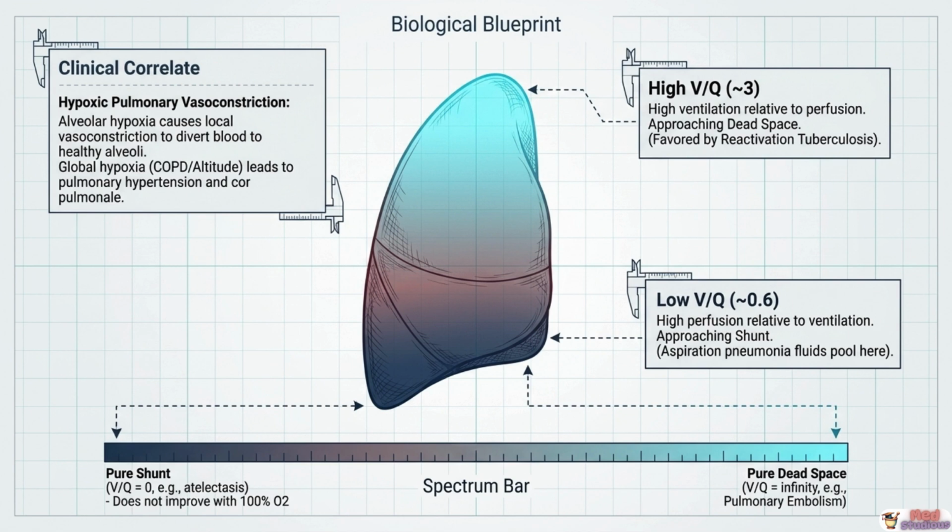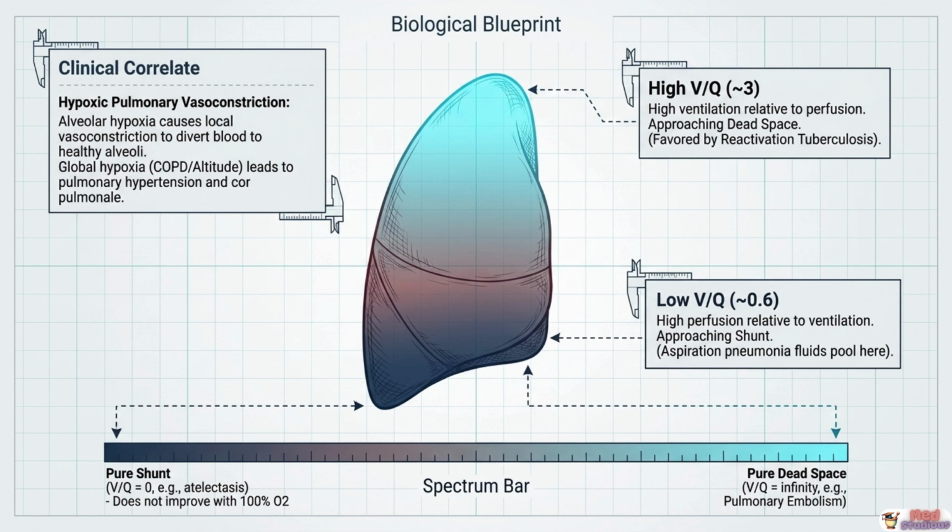At the base of the lung, the ratio runs low, approximately 0.6, meaning perfusion substantially exceeds ventilation, approaching the behavior of pure shunt. And this is why aspirated fluid in aspiration pneumonia characteristically pools here under gravity. At the extreme ends of this spectrum, a pure shunt occurs when the ratio equals 0, as in complete atelectasis. And critically, this state does not improve with 100% supplemental oxygen, since blood simply never contacts any ventilated alveolus at all. A pure dead space occurs when the ratio approaches infinity, as in pulmonary embolism.